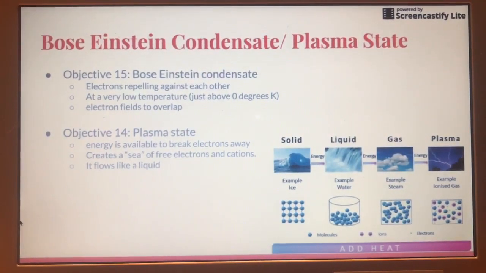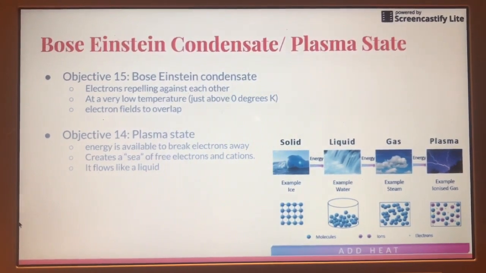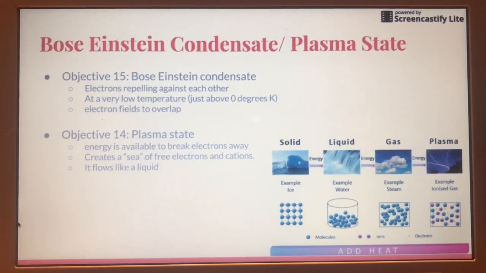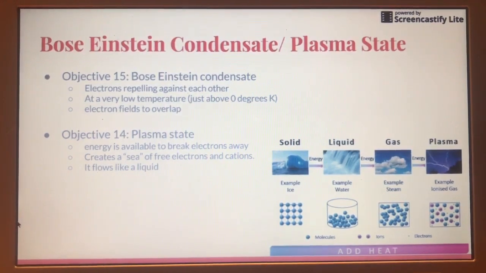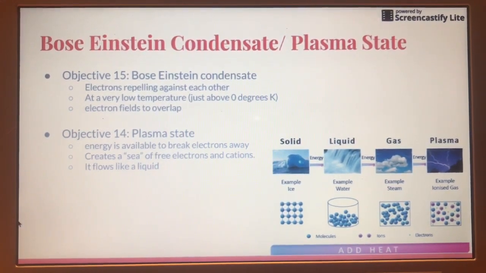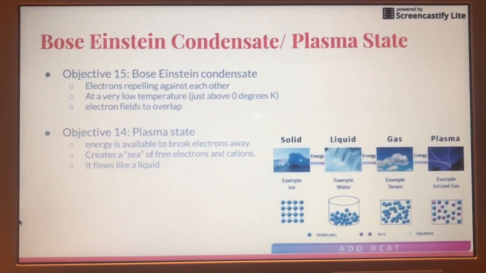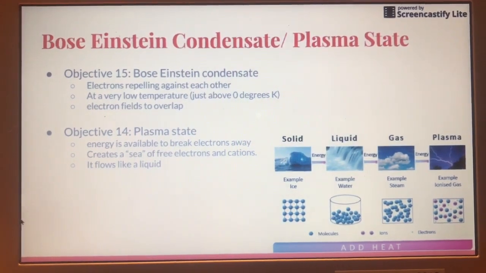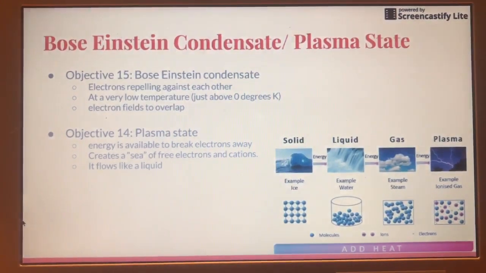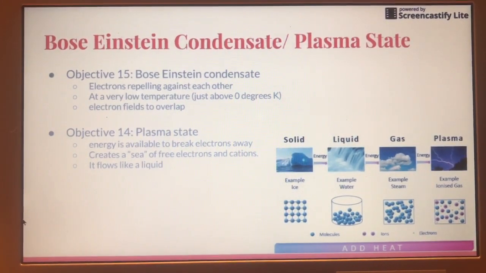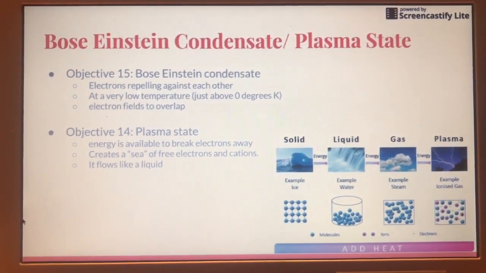Bose-Einstein condensate and plasma state is not about my demo, so I'm just going to go over it quick. Objective 15 asks to describe Bose-Einstein condensate. To start off, a normal boundary between atoms is caused by electrons repelling against each other. So at a very low temperature, just above 0 degrees Kelvin, there is less repulsion as the electrons slow down, allowing the electron fields to overlap. And this overlapping of atoms is called superatoms.